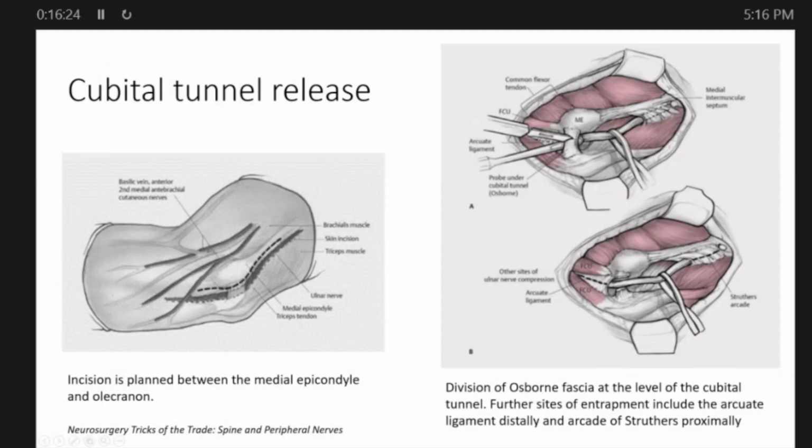And you do have to extend your decompression into the proximal forearm. There is a fascial band that runs between the two heads of the flexor carpi ulnaris that has been called, again, Osborne's ligament or arcuate ligament or Osborne's fascia, and you must unroof the nerve for at least several centimeters into the proximal forearm to be sure that it's not compressed distally. And that really is a quick procedure. It can be done in 20 or 30 minutes, and it's all done as an outpatient, of course.